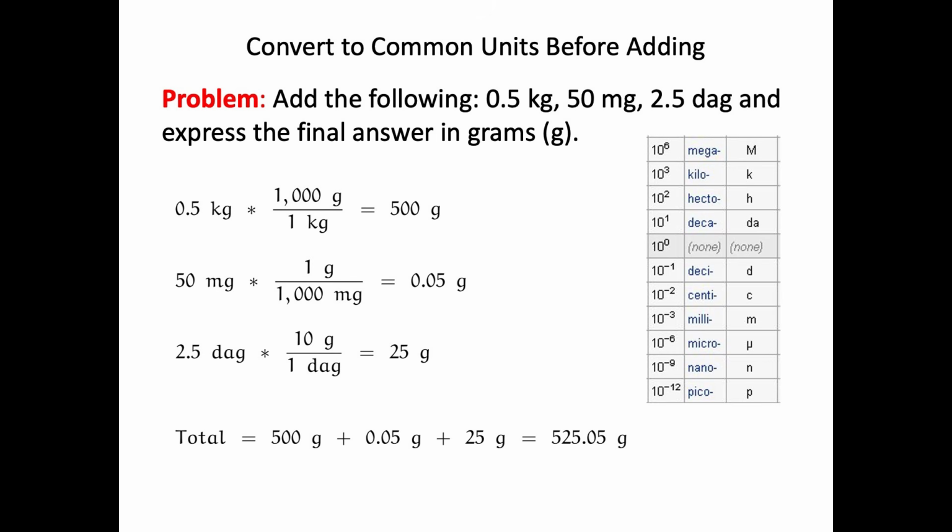All right, I show you all of my work here on how to solve this question. I also provided on the right-hand side the conversions between the different levels within the metric system. So let's start with the first value, which was 0.5 kilograms.